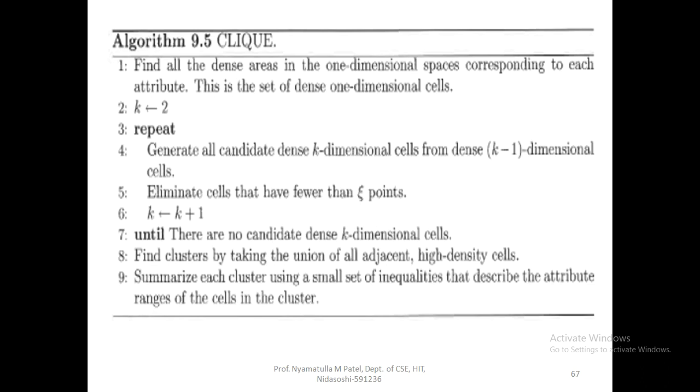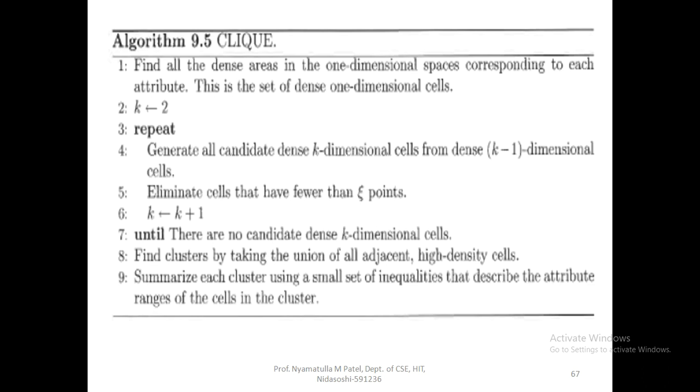Then the next step is to find clusters by taking the union of all adjacent high density cells. Once you have formed the high density cells, the next step is to find the clusters. How to form the clusters? You take the union of the adjacent high density cells, then add them to form a smaller number of density cells.